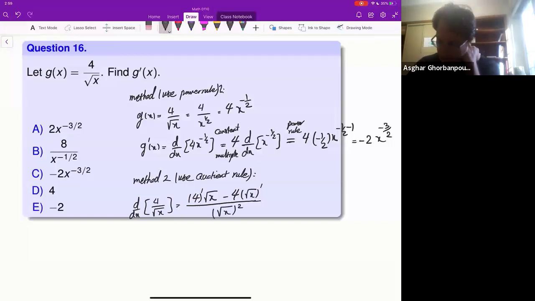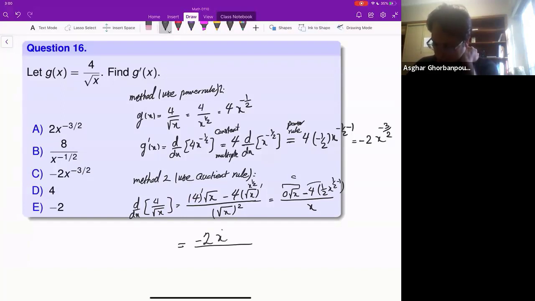Okay? And from there, you see the derivative of 4, this is a constant. The derivative of a constant is always 0. 0 times root x, minus 4 times the derivative of root x, or the derivative of x to the power half, which is half x to the power half minus 1. And then root x squared is just x. So the first part is 0, so I won't write it. Minus x times half, this is negative 2.